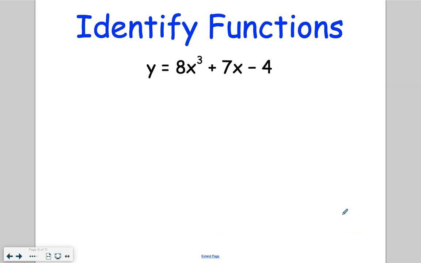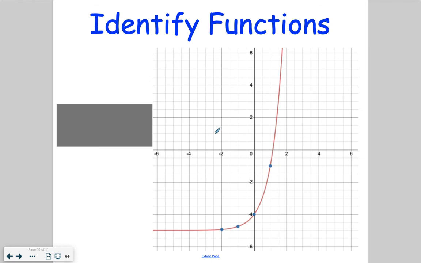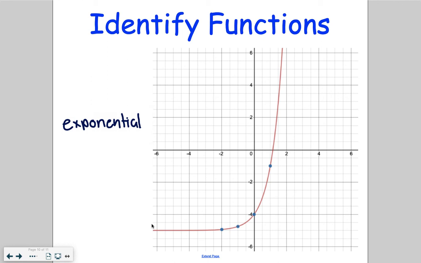So we want to be able to identify these different functions. Looking at this equation, you would identify the function by looking at the exponent. We have an exponent of 3, so this would be a cubic function. Go ahead and identify this one based off the graph on your own. And here we have an exponential function with that flat line and then curving up.